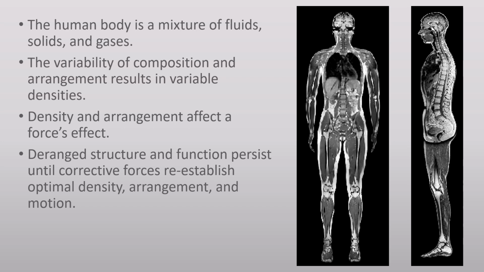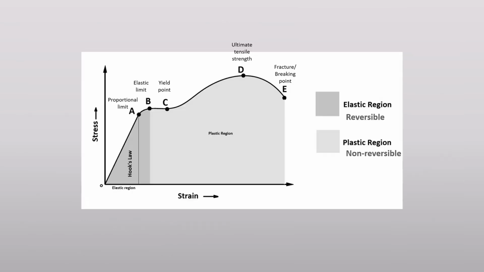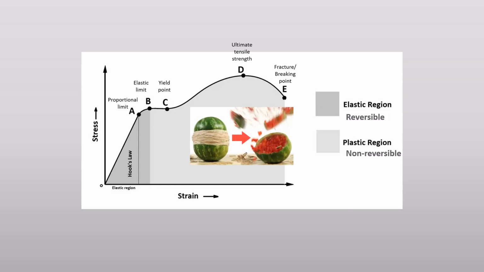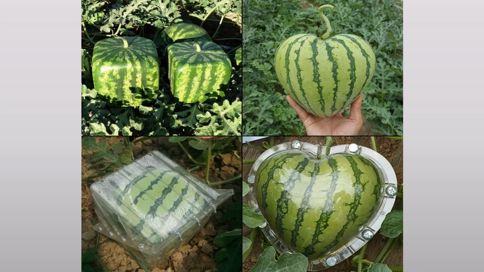Most corrections occur spontaneously due to inherent motion, but some persist and require outside intervention in order to re-establish optimal density, arrangement, and motion. Sometimes that means hands-on manipulation, and other times it means surgery, medication, or some other intervention. The body's connective tissues, including bone, have the ability to deform under stress. This is mostly reversible unless the stress is too great or the strain is present long enough during a growth phase. Intraosseous strains are reversible due to the viscoelastic properties of bone.